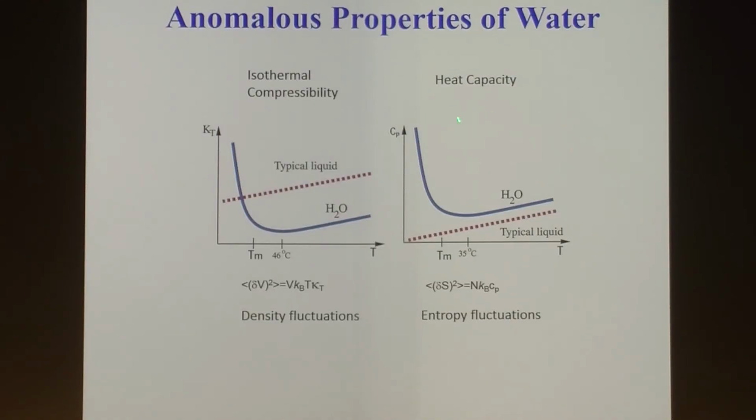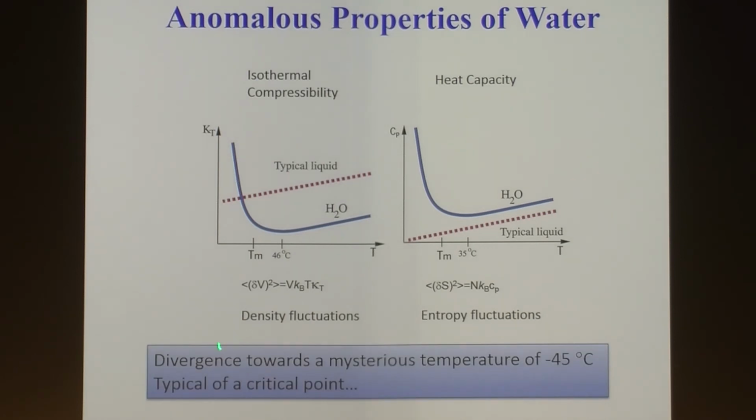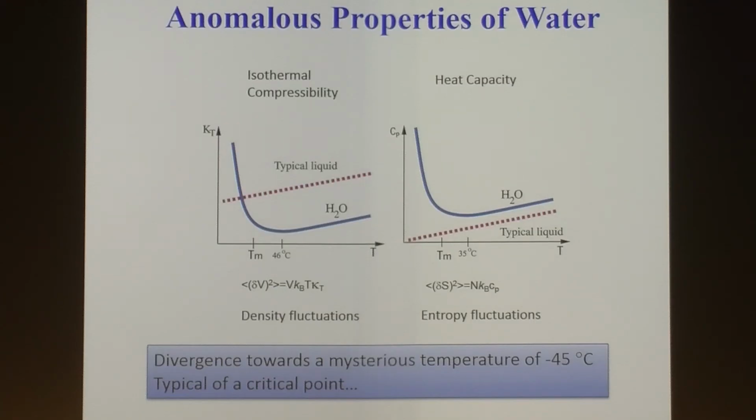But we also have the heat capacity. For a typical liquid, again, just a straight line, water has a higher heat capacity than normal liquids. And there's a minimum around body temperature. And as we cool down further, it goes up. And it seems to diverge towards the temperature of minus 45 degrees. And this divergence would be typical of a critical point. Now, think about a pressure cooker.